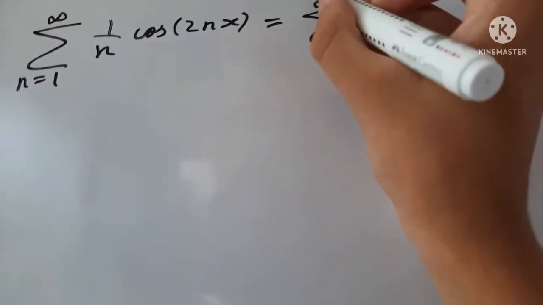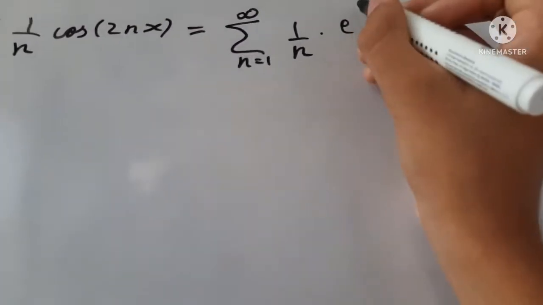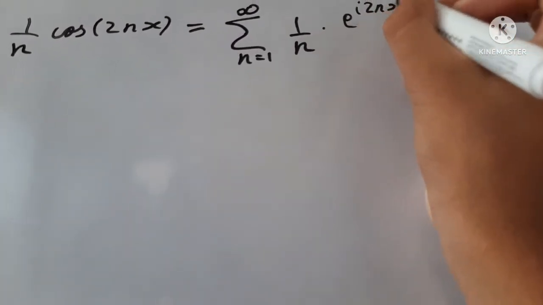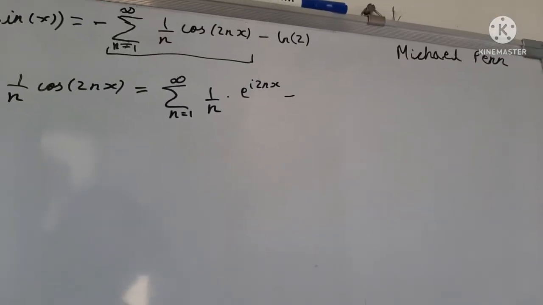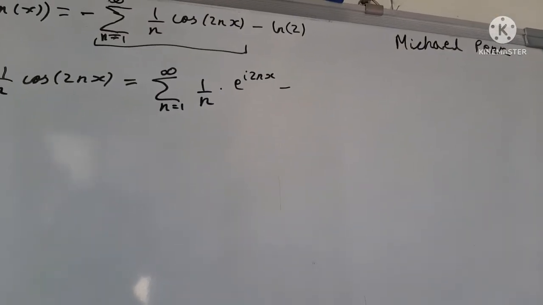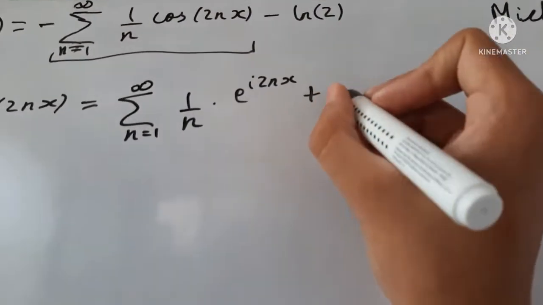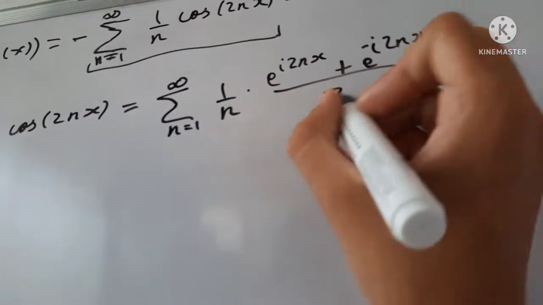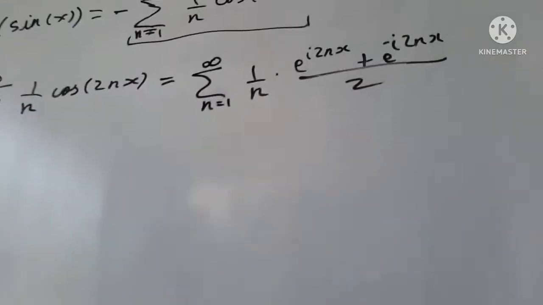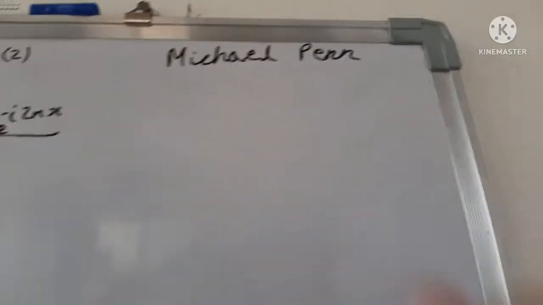So, the sum from n equals 1 to infinity of 1 upon n times e to the i 2nx. Wait, let me remember, was it plus or was it minus? It was plus. Plus e to the minus i 2nx, upon 2. That's the formula for cosine. I can just mention it as a side note here.